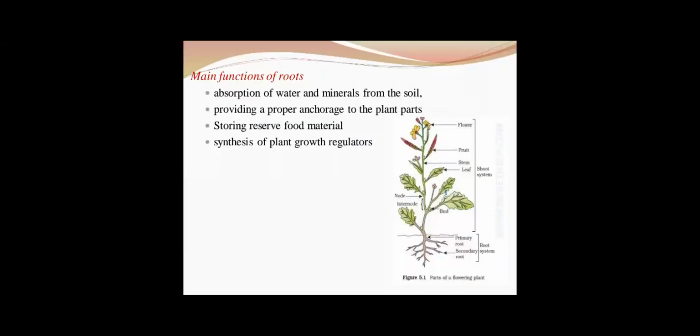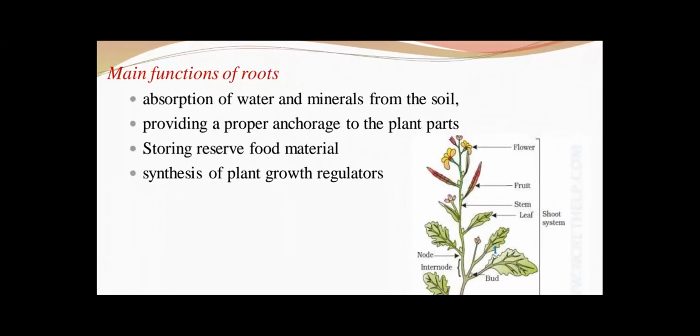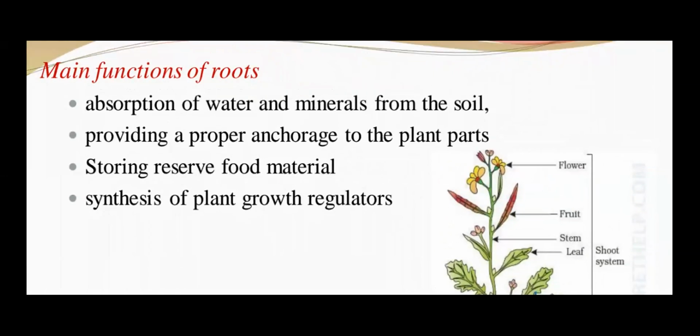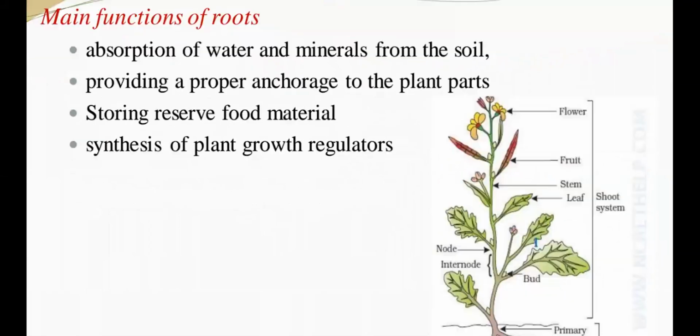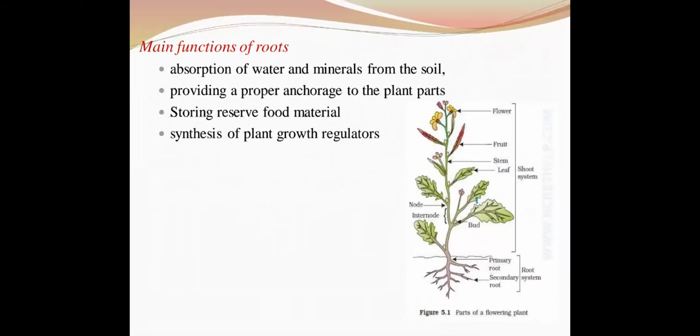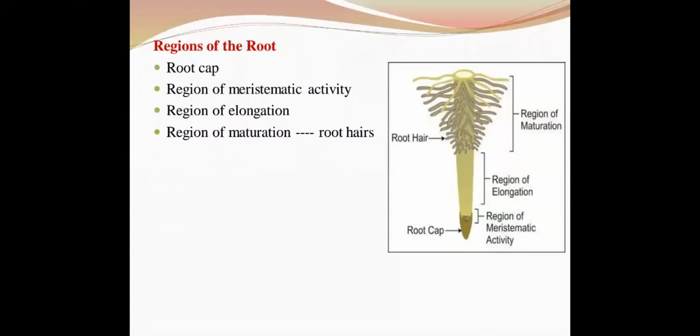Now moving ahead, what are the main functions of root? The main functions of root can be categorized into the following types. One of the most important functions is absorption of water and minerals from the soil, providing a proper anchorage to the plant parts, storing reserve food material, and synthesis of plant growth regulators. These are the major functions of the root system.